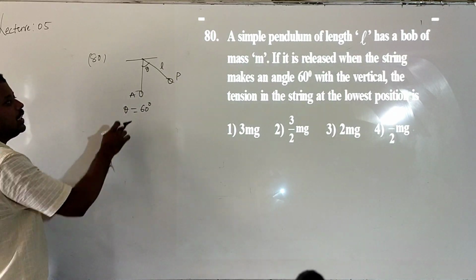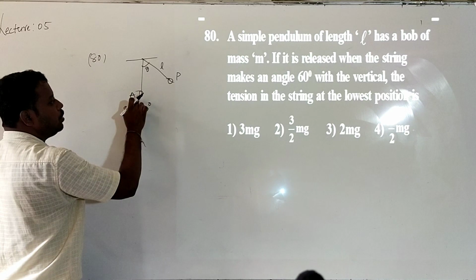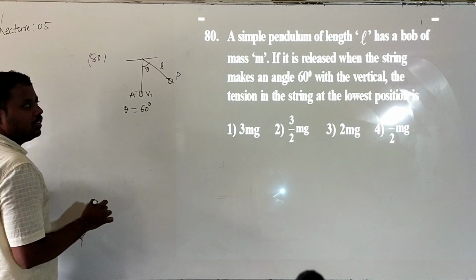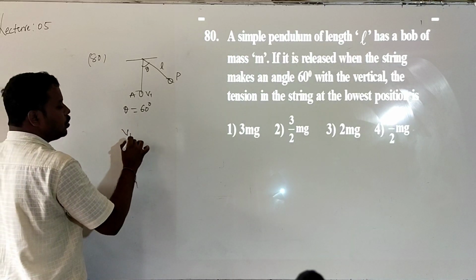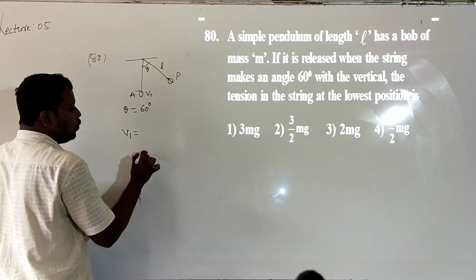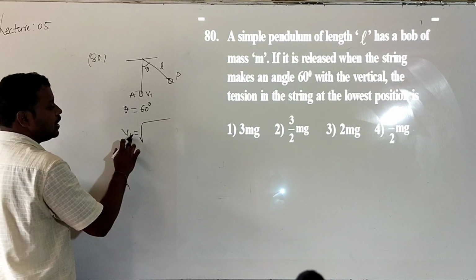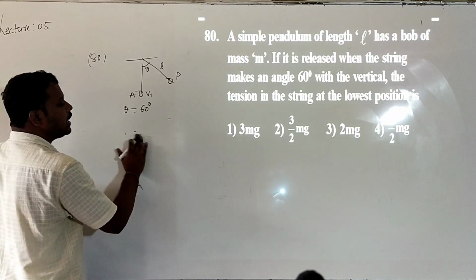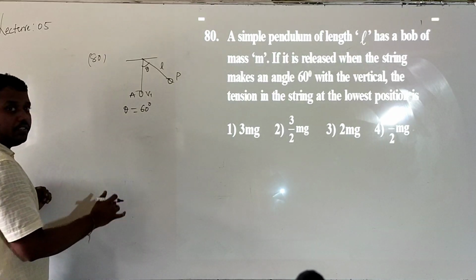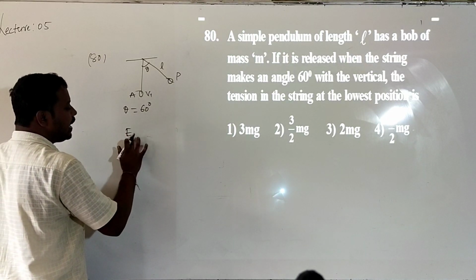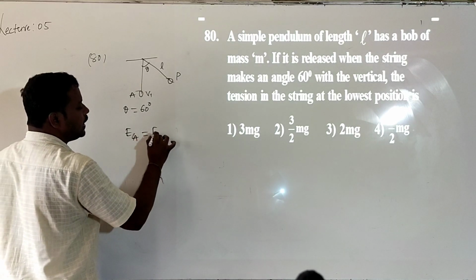To calculate the tension in the string at the lowest point, I need to know the velocity. Here we call the velocity V1. We already know the formula, or otherwise I can apply the law of conservation of energy. According to the law of conservation of energy, total energy at A will be equal to total energy at P.